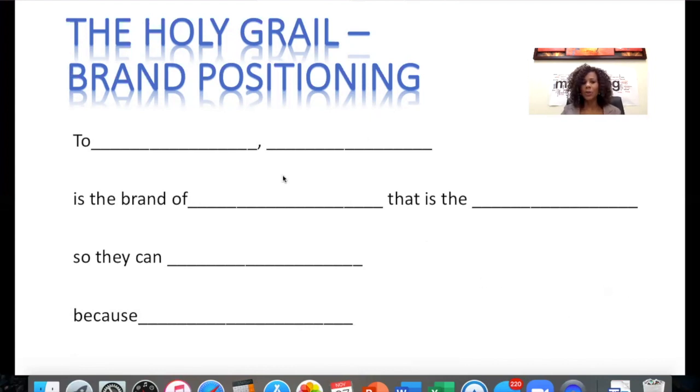So first, we start with the consumer target. So who are you going after? What's their age? What's their gender? Maybe what we call psychographic. What's their mindset? Are they cutting edge people who are always trying the newest product? So who's your consumer target? Who do you define that to be?